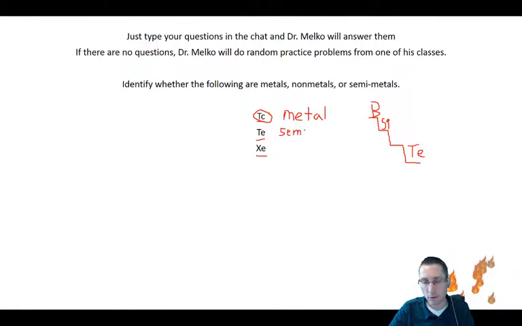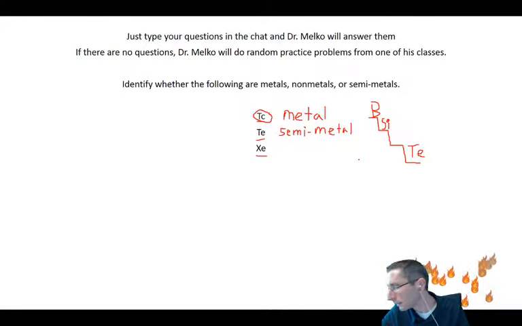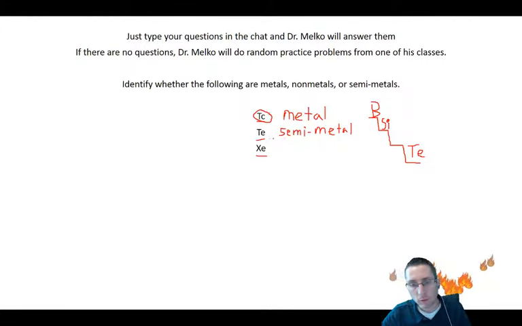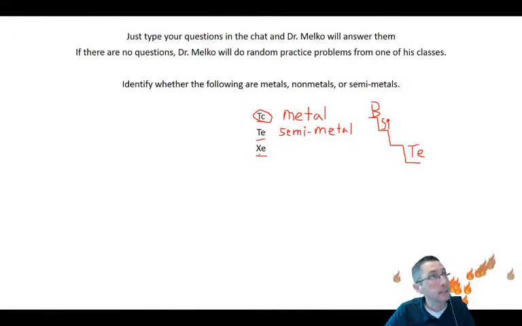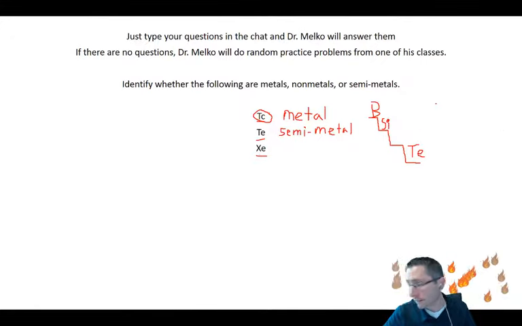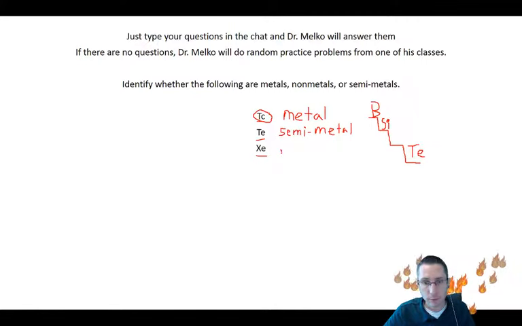Okay, you're going to get that color-coded periodic table that's on Canvas, so print that out and realize what color-coded section, although it's probably going to be black and white on the exam, but use that to memorize where those semi-metals are. Okay, so Te is on that staircase, right? That's tellurium, and will be a semi-metal. Xe is on the far right-hand side, the very last column of the periodic table. Those are all non-metals.